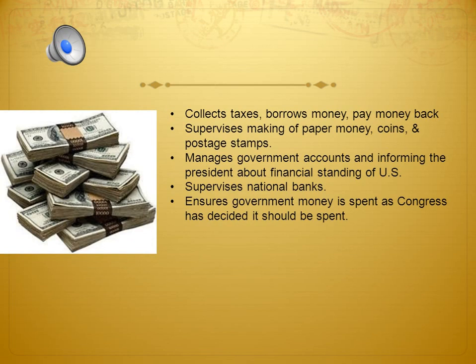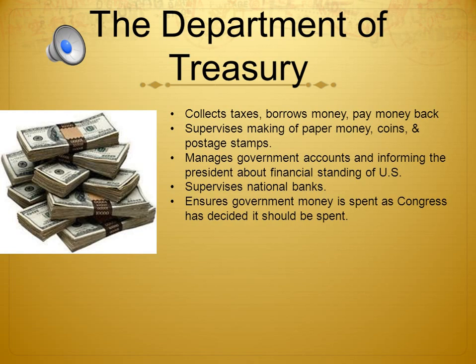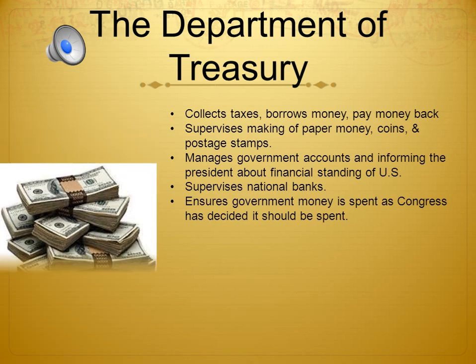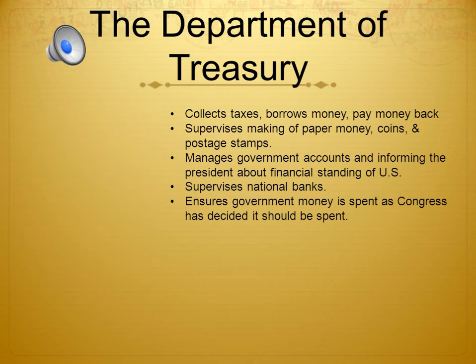The Department of Treasury collects taxes, borrows money, and pays money back. They supervise making of paper money, coins, and postage stamps. And they also manage government accounts and inform the President about the financial standing of the U.S. They also supervise the national banks and ensure government money is spent as Congress has decided it should be spent.